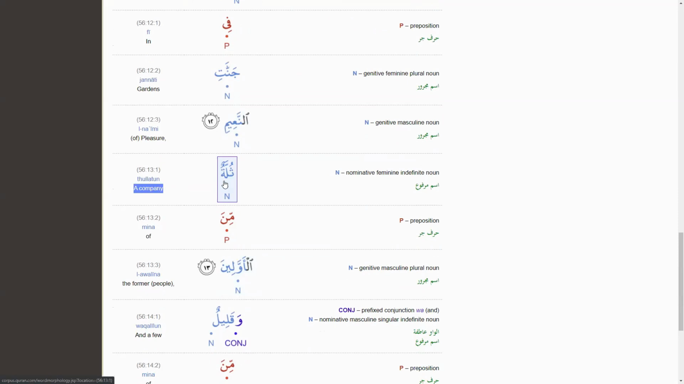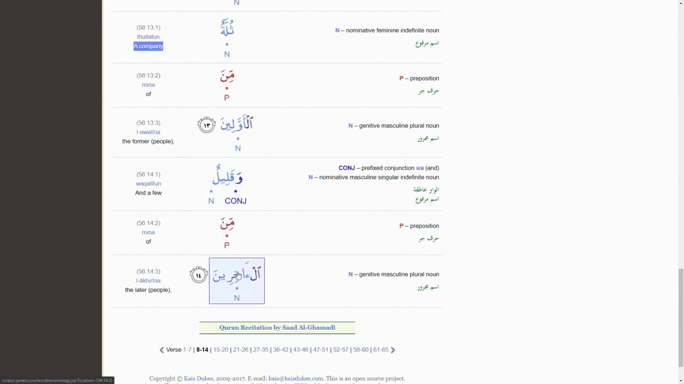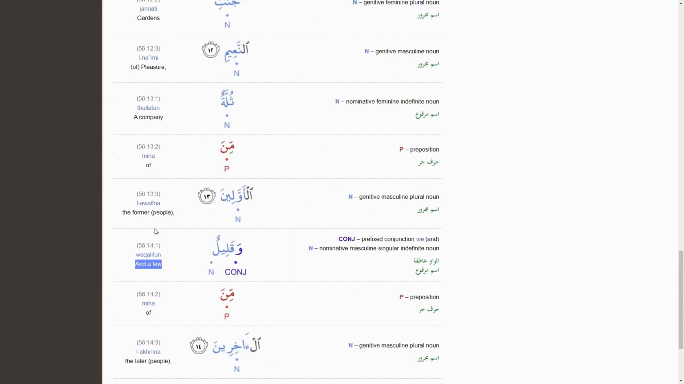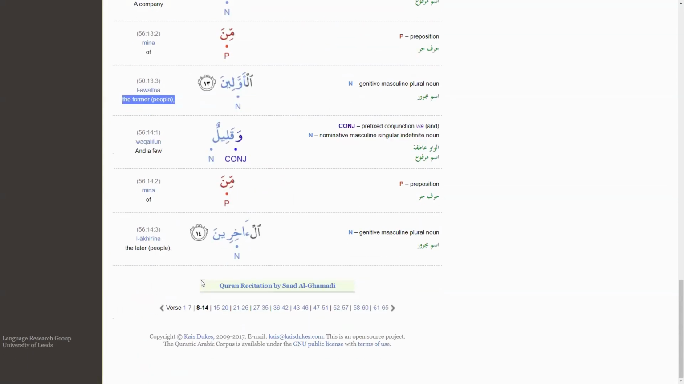Thullatun is a lot. Min al awwalin, from the former people, that is previous generations, like the Sahaba, the Prophet Sallallahu alayhi wasallam. There will be a huge group who will be of Sabiqun. But وَقَلِيلٌ مِنَ الْآخِرِينَ. But very few in the Akhirin. Qalil is few. So Allah subhanahu wa ta'ala says the foremost in the later times will be very few, because people will forget about the religion, and the amal will also be very less. And we are facing that time.